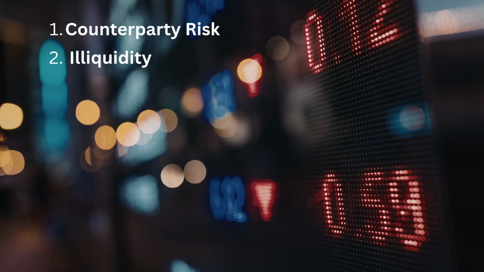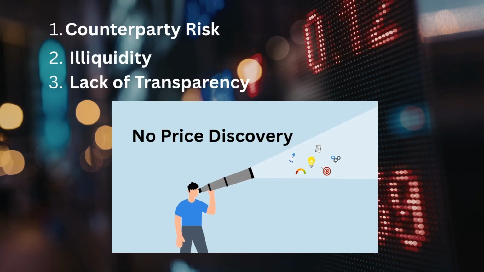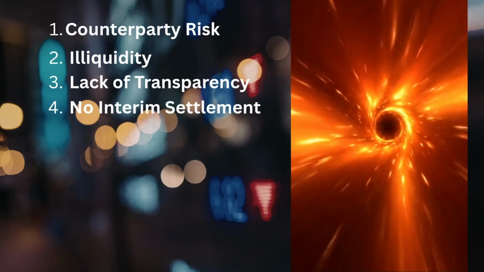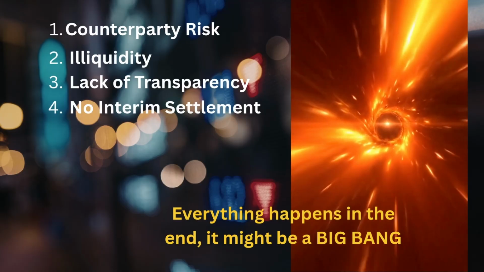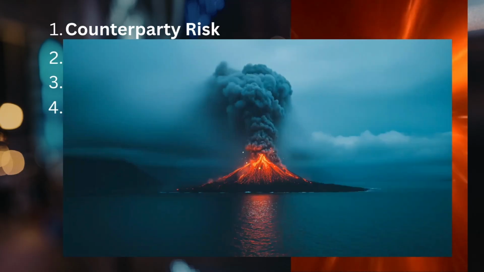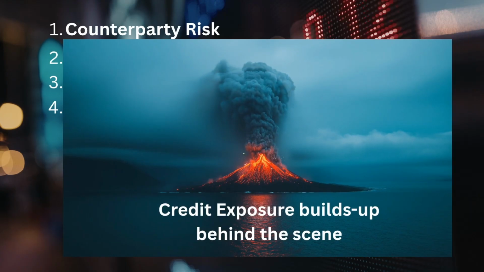Number three, lack of transparency. Prices aren't publicly quoted, so you don't know if you're getting a fair deal, and there's no centralized price discovery. Number four, no interim settlement. So all gains and losses are realized only at maturity. That creates large sudden losses, and there's credit exposure building over time.